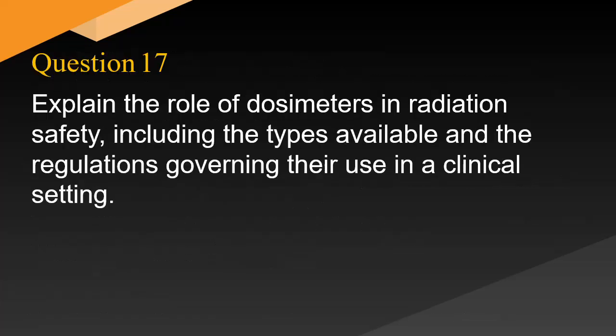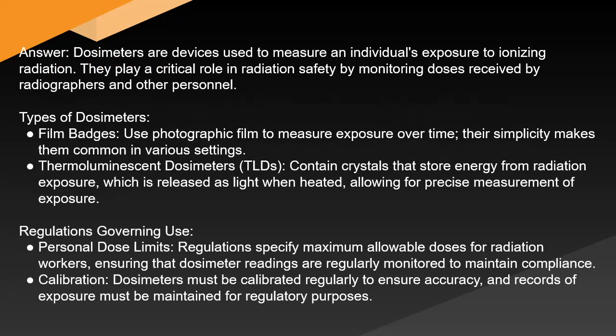Explain the role of dosimeters in radiation safety, including the types available and the regulations governing their use in a clinical setting. Answer: Dosimeters are devices used to measure an individual's exposure to ionizing radiation. They play a critical role in radiation safety by monitoring doses received by radiographers and other personnel. Types of dosimeters. Film badges use photographic film to measure exposure over time, and their simplicity makes them common in various settings. Thermoluminescent dosimeters (TLDs) contain crystals that store energy from radiation exposure, which is released as light when heated, allowing for precise measurement of exposure.